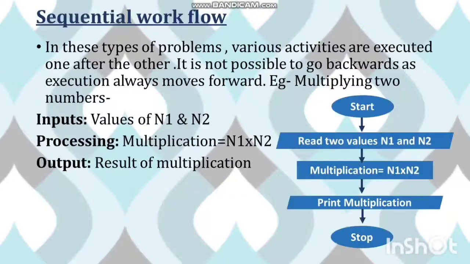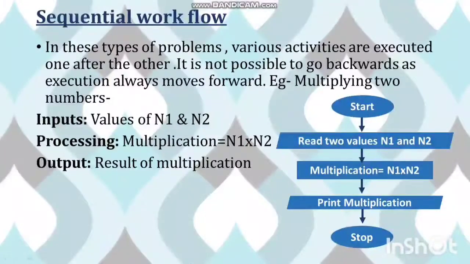Now sequential workflow. In these types of problems, various activities are executed one after the other. It is not possible to go backwards as execution always moves forward. Example, multiplying two numbers. The example which we saw earlier for preparing mango shake is again an example of sequential workflow. So there is no going back.